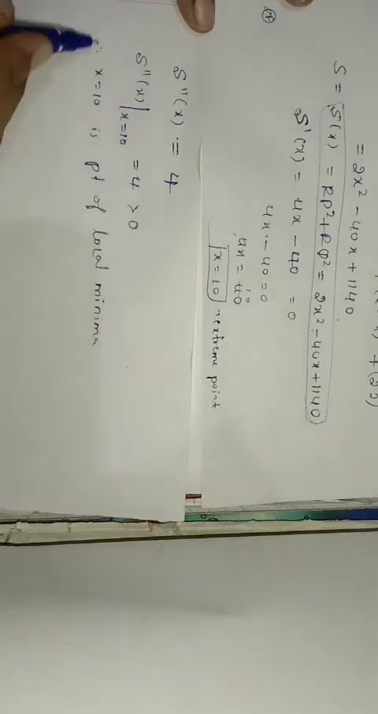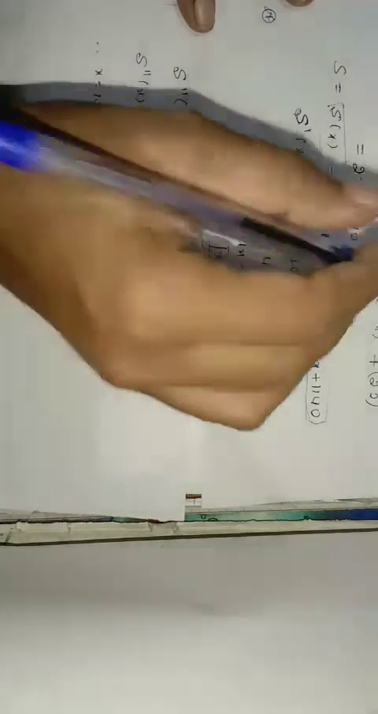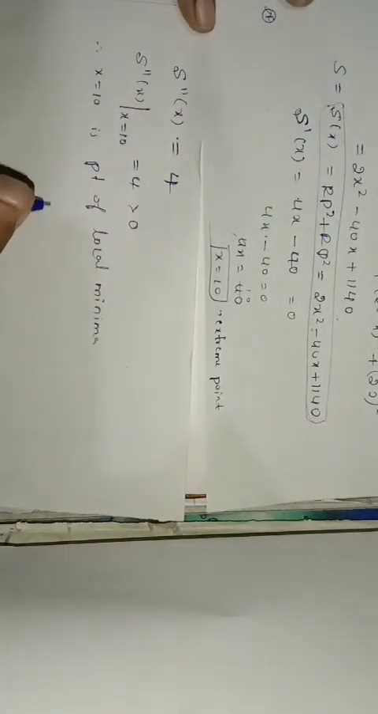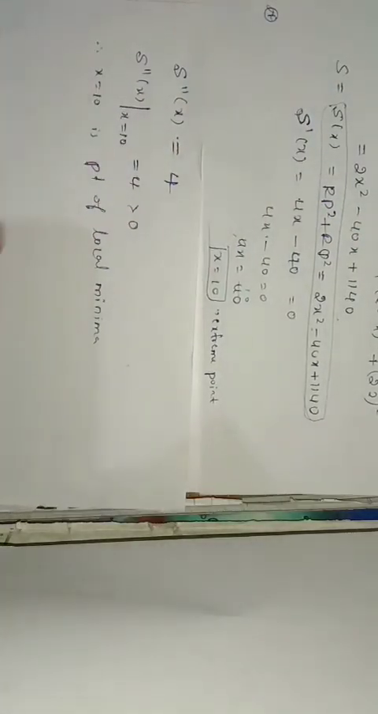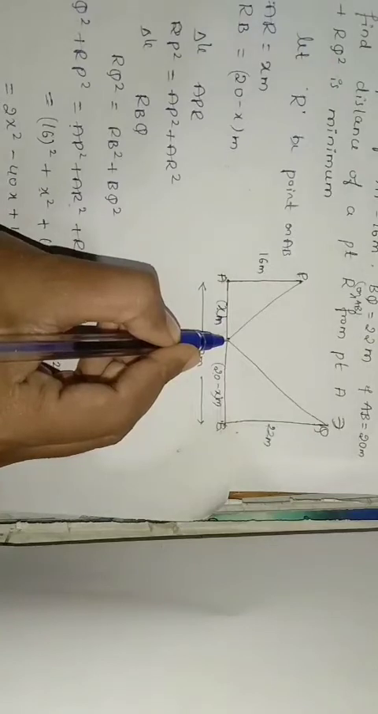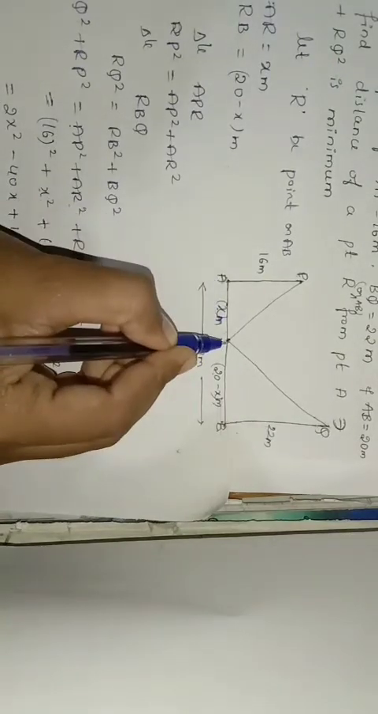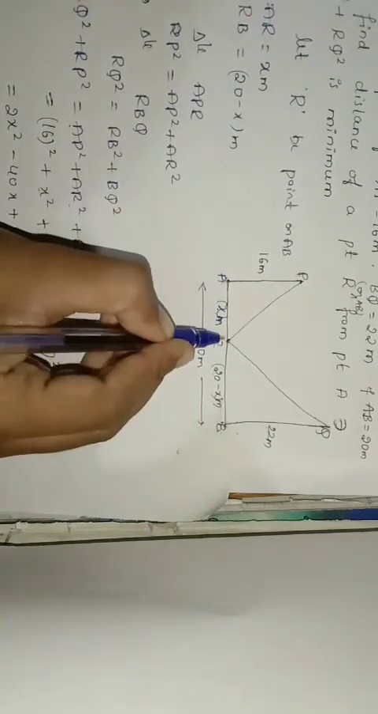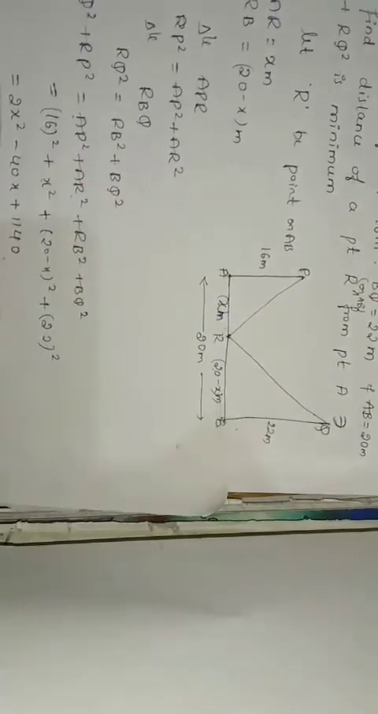What did they ask us? RP square plus RQ square should be minimum. So I got that x is equal to 10 is a minimum, x is equal to 10 is a point of local minima. So here, we have to keep this point R at 10 meter distance.